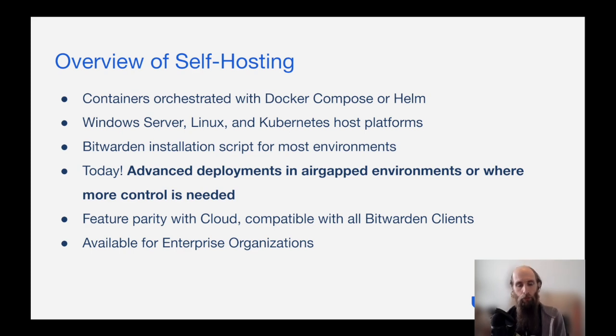So when we're talking about self-hosting Bitwarden, we are talking about containers that are orchestrated using Docker Compose or Helm, which means it is compatible with Windows Server, Linux, and Kubernetes host platforms. We do have an installation script that's available for most environments. You can get the Bitwarden self-hosted server up and running in 5-10 minutes if you really rush through that script. But today we'll be looking at one of our advanced deployment options, which is air-gapped environments. The self-hosted deployment has feature parity with the cloud, is compatible with all Bitwarden clients, and is available for enterprise organizations.